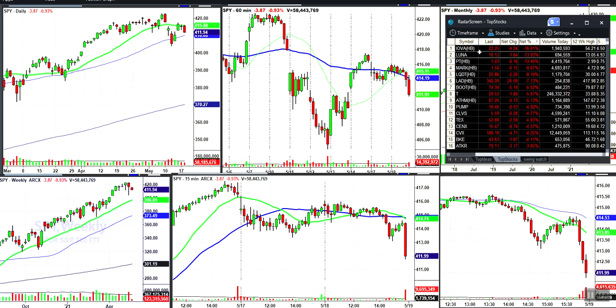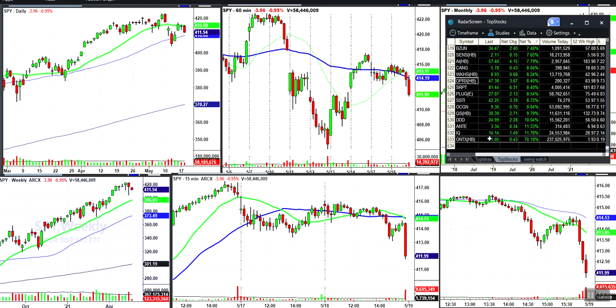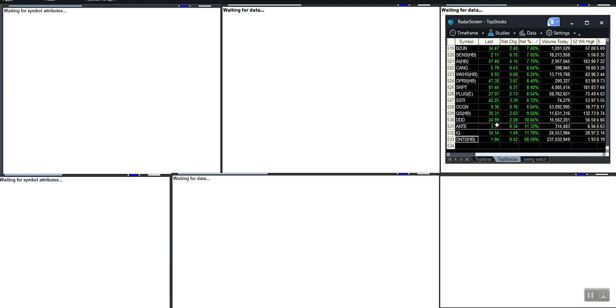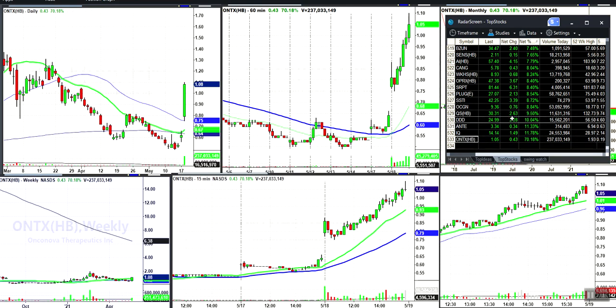So we talked about establishing your universe. This is my universe of stocks as it is now. You can see there's a ton of stocks. They're sorted by the largest percentage loss today, all the way up to the largest percentage gain here, where good old ONTX gained 70% today, and I'm not in this stock. And wow, look at this thing go!